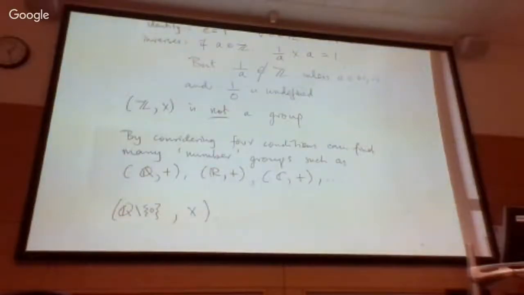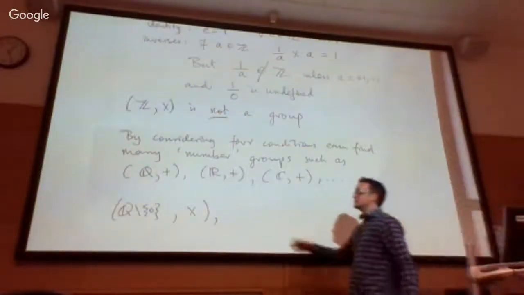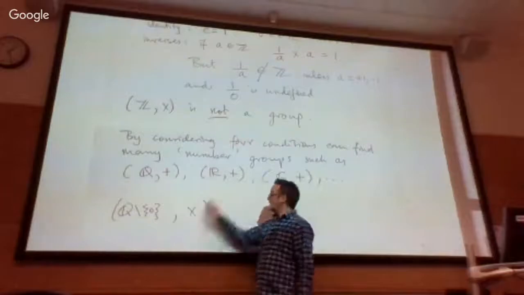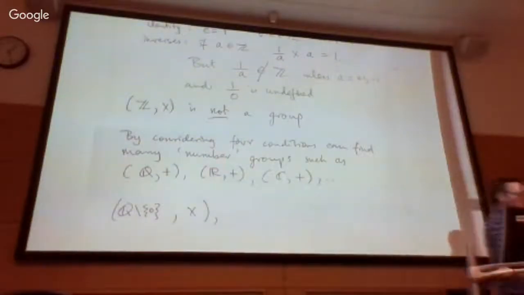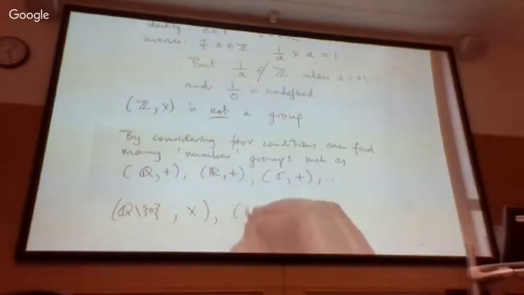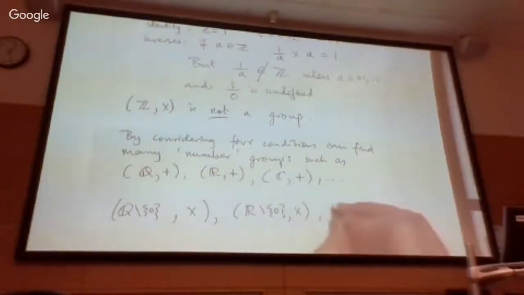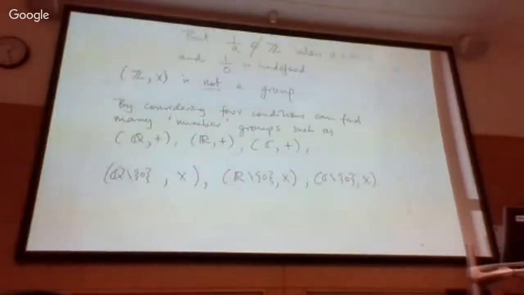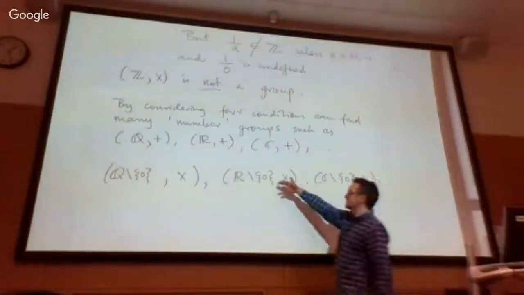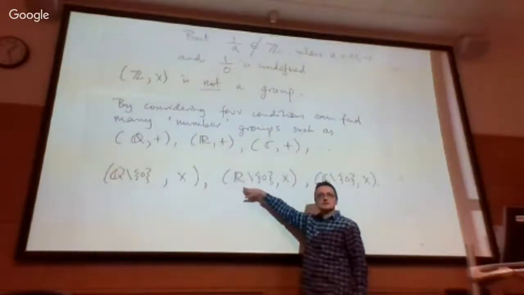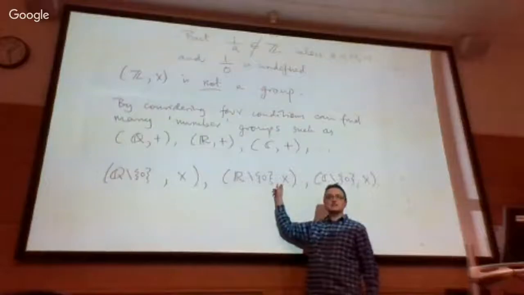You can check the other 4 axioms, and you will find that they are familiar facts about multiplication on the rational numbers, and indeed on the real numbers and the complex numbers as well. As long as you omit the real number 0 and the complex number 0, it's the set difference notation, then these systems form groups as well. So the reason you need to get rid of 0 is because 0 does not have an inverse in the system. It does not have a multiplicative inverse.